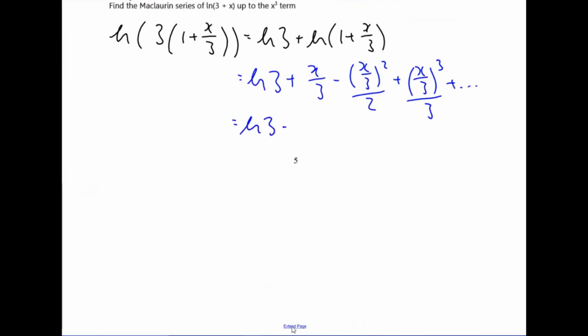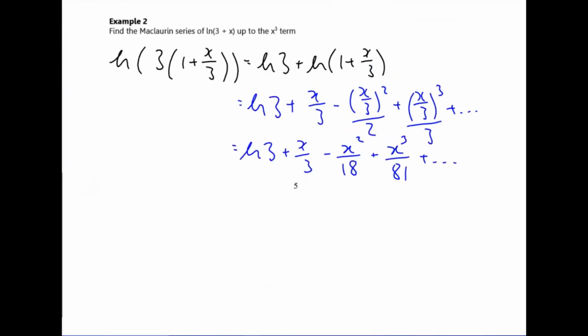And so I get ln 3 plus x over 3. Sorting this out, so that's minus x squared over 18, and then this one plus x cubed over 18. Okay, so that's just one to be a little bit careful of. You have to factorize out the number rather than writing it as 1 plus an extra thing.